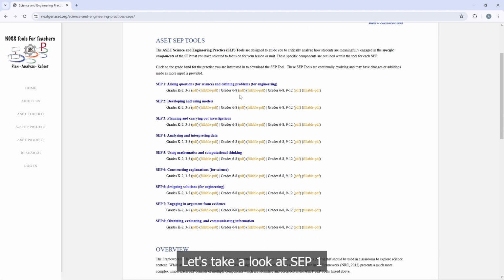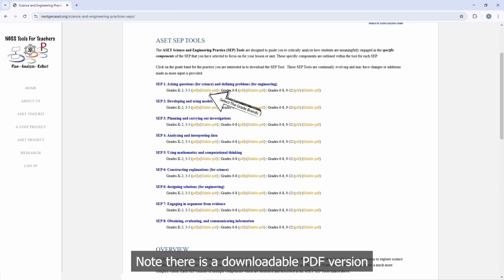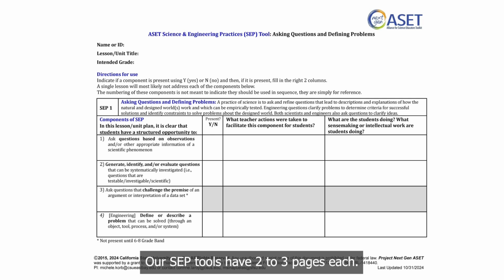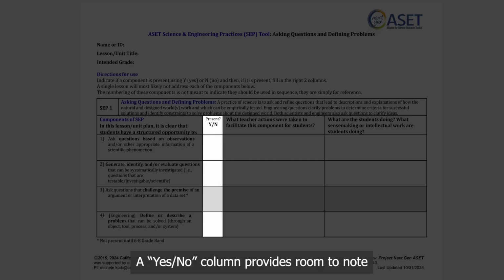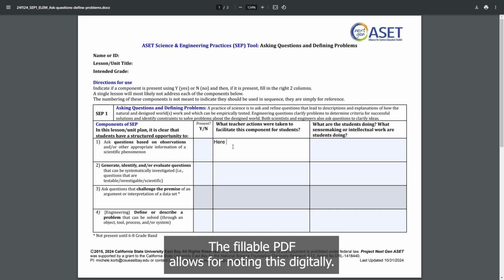Let's take a look at SEP 1, Asking Questions and Defining Problems, at the K through 2, 3 through 5 levels. Note, there is a downloadable PDF version as well as a downloadable and fillable PDF version. Our SEP tools have 2 to 3 pages each. The first page gives an overview of the SEP. We have divided the SEP into components for easier navigation, discourse, and planning. A yes-no column provides room to note if a particular component is addressed in a lesson or unit. The fillable PDF allows for noting this digitally.